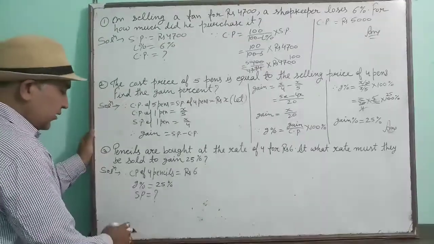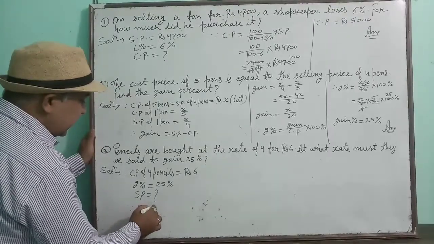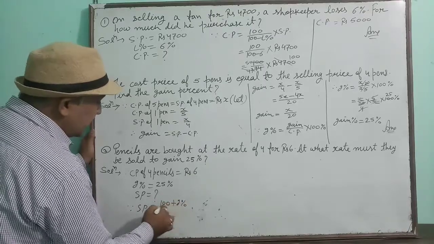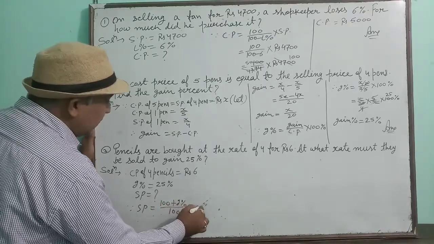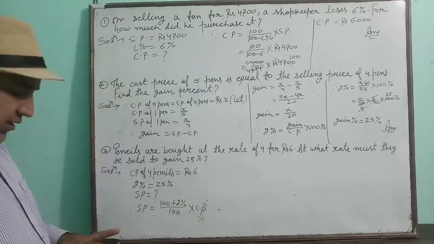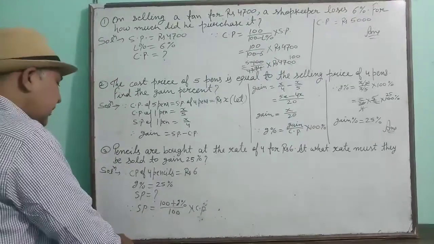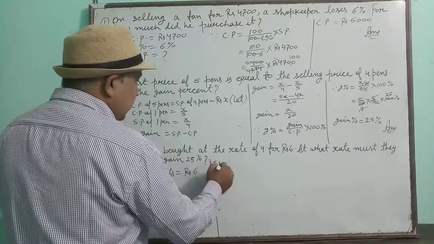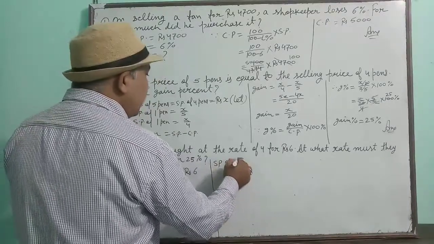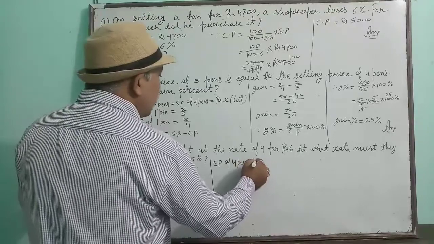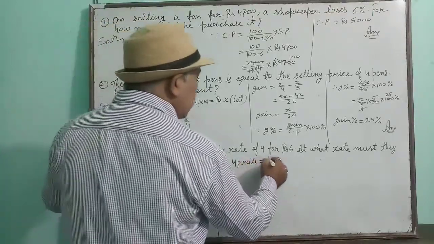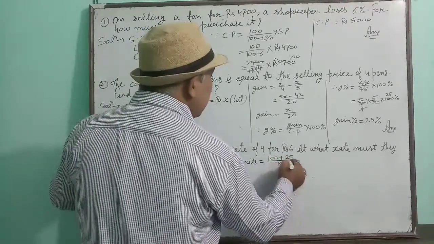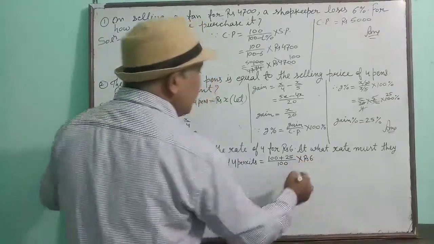We know the formula. What is the formula? Selling price is equal to 100 plus gain percent upon 100 multiplied by cost price. This is the formula. So apply the formula and find out your answer. Selling price of 4 pencils will be equal to 100 plus 25 upon 100 into rupees 6.